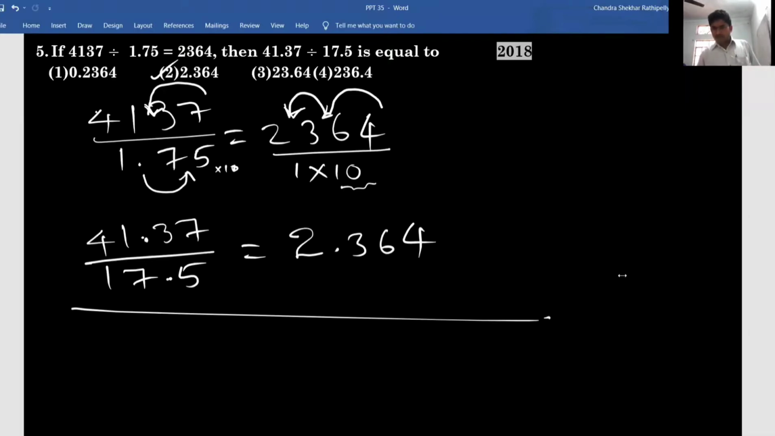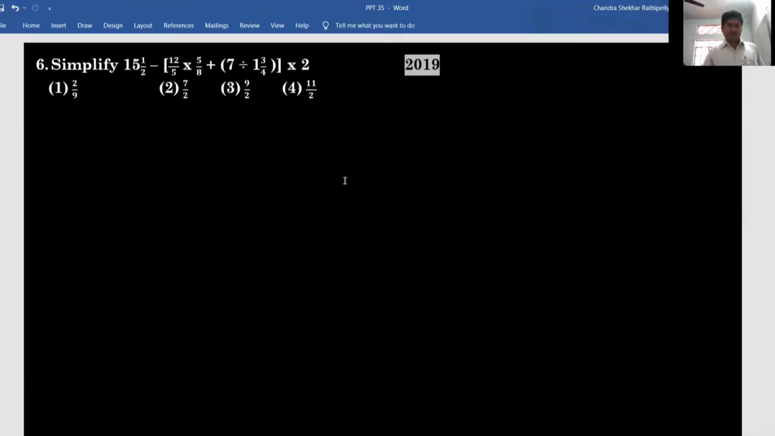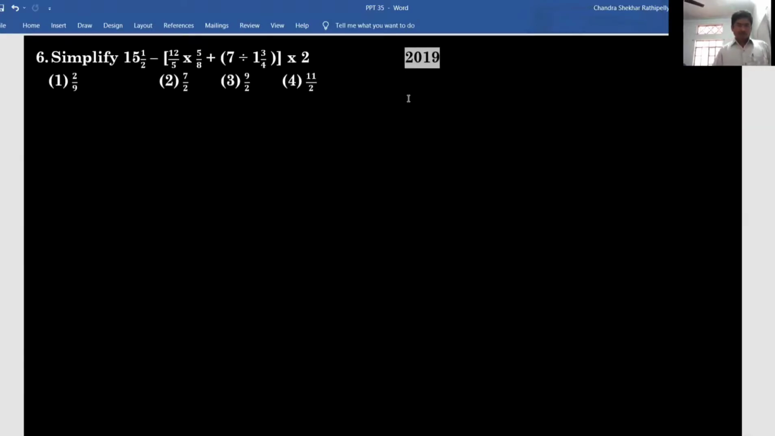Fifth answer, option 4 అని పెట్టారు children. కాదు, ఇది చాలా లాజిక్ గా చేయాల్సింది. So next problem: simplify 15.5 minus 12/5 into 5/8 plus 7 divided by 1 3/4 into 2.